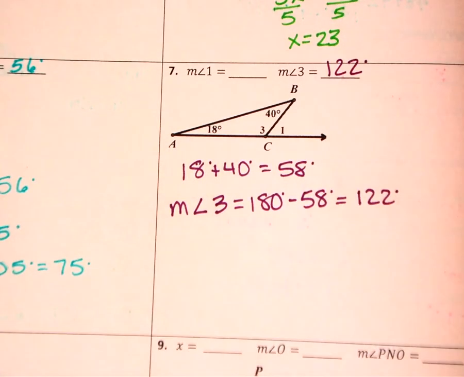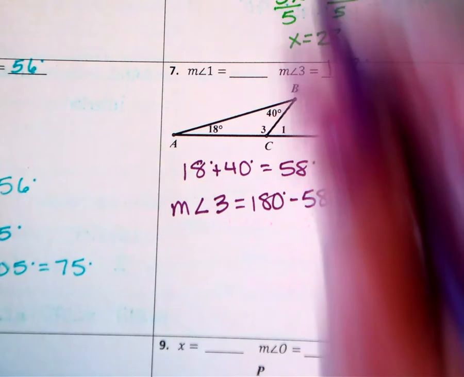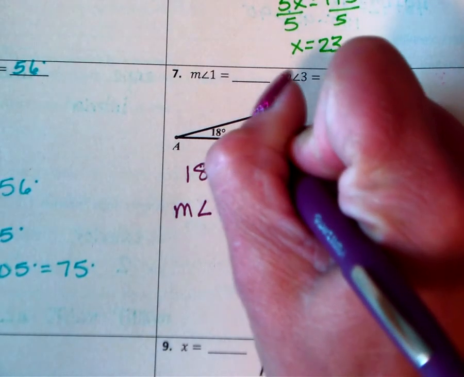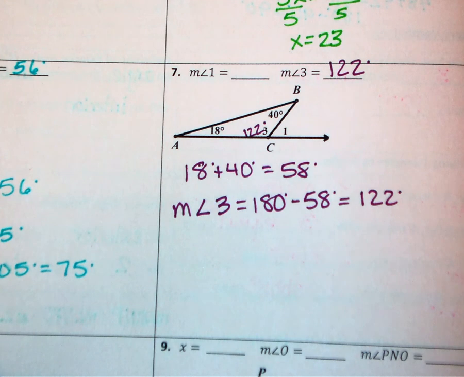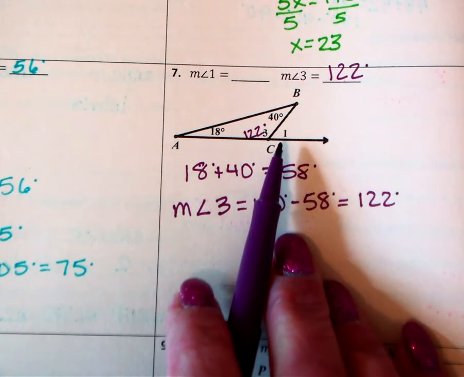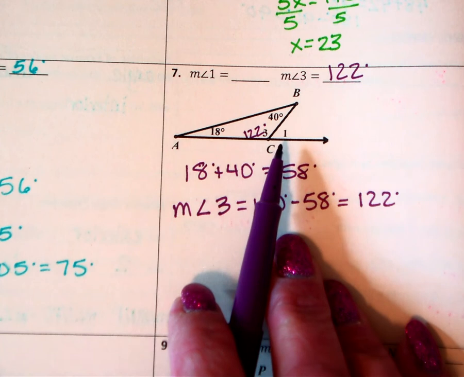So in this case, even though angle 1 was listed first, it doesn't mean that's what I have to find first. Okay, what kind of triangle do I have if that's 122 degrees? Obtuse, good. I have one obtuse angle, so the triangle is an obtuse triangle. And so then what do I need to do to get angle 1?